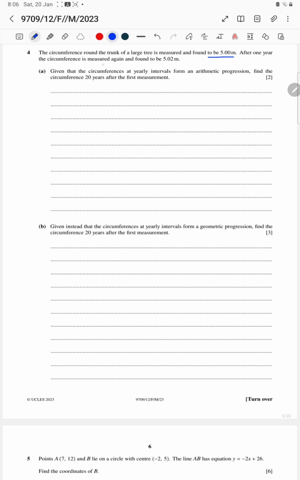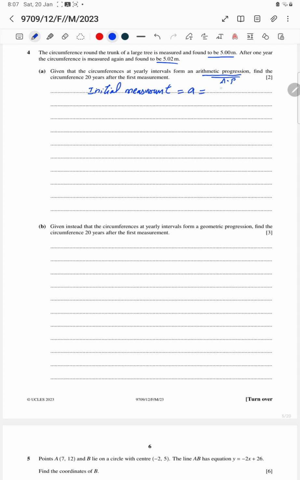After 1 year, the circumference is measured again and found to be 5.02. Given that circumference at yearly intervals form an arithmetic progression. This is a case study for the AP. Okay, fine. The initial measurement that you can see is in AP.